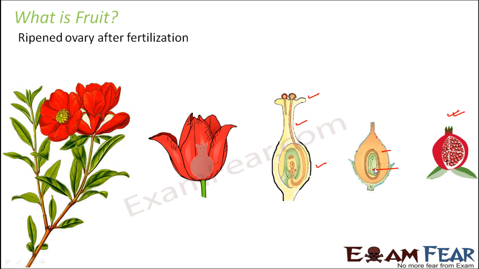And what happens to the ovule? This is the ovule, right? And these ovules turn into seeds. So these are the seeds inside. So if you see a pomegranate, inside you see seeds, right? So this is a fruit. So fruit is nothing but the ripened ovary after fertilization.